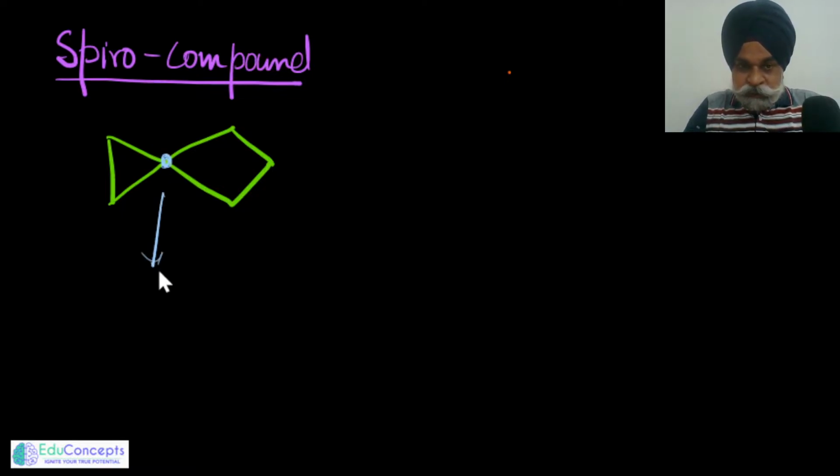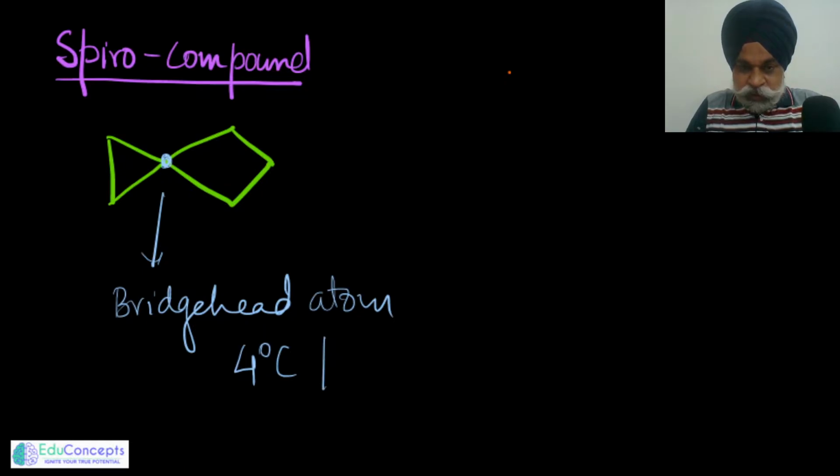Unlike bicyclo where you have two bridgehead atoms, here in Spiro compounds, just the way I am showing you, say for example, if this is one cycle and another cycle is this. So this is the bridgehead atom, and the nature of this bridgehead atom would be quaternary. This is a quaternary carbon which is joined to four carbon atoms.